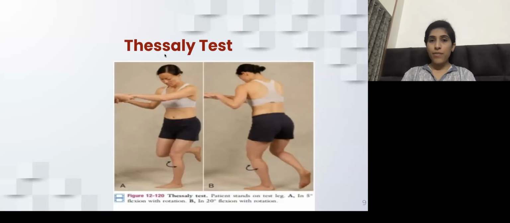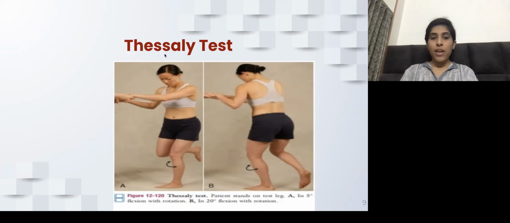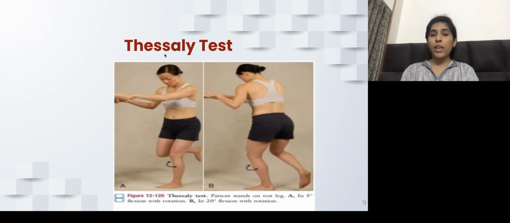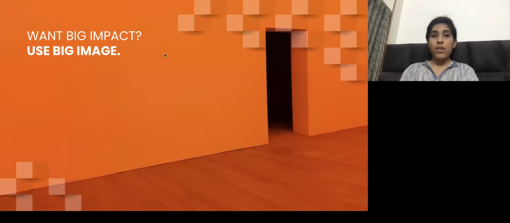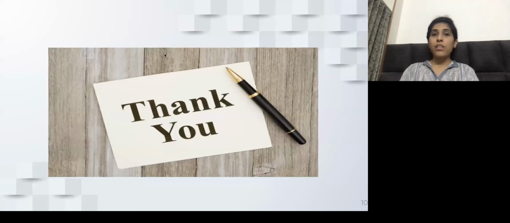Then we have the Thessaly test. In this, one extremity will be the only weight bearing extremity. On the weight bearing extremity, we ask the patient to do a slight 5 degrees of knee flexion, and then try to rotate the leg in medial and lateral rotation. We have to check whether the medial rotation is painful or the lateral rotation is painful.